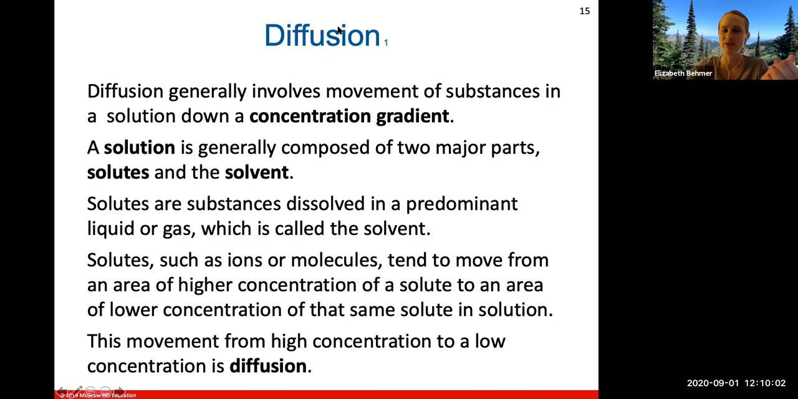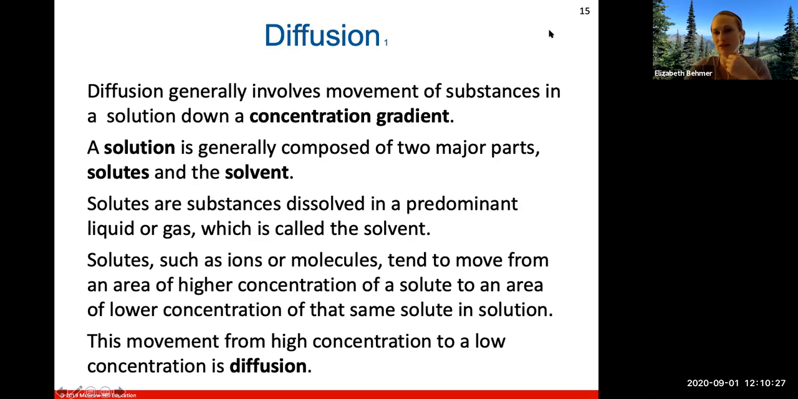Another example of diffusion: if we were in a classroom and I sprayed perfume or cologne in the front of the classroom, that area would have the highest concentration of that perfume. Through diffusion, that perfume would disperse through all parts of the room until there was an equal concentration of perfume, maybe to a point where you wouldn't even smell it anymore. So that's just what diffusion is.